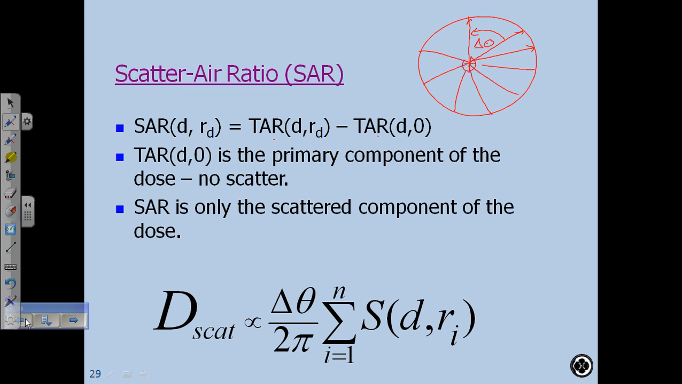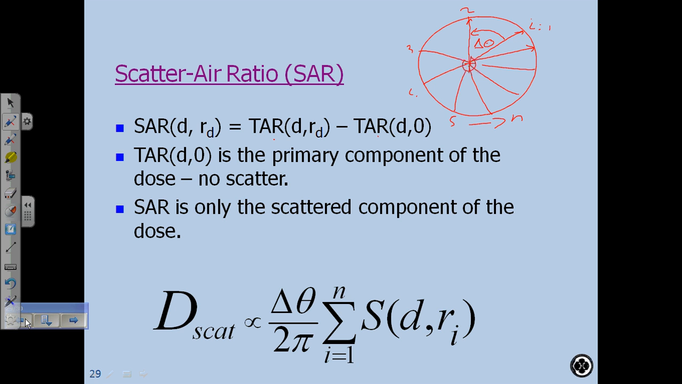Times the scatter component of each of those ray lines, for ray lines going from 1 to n. This could be i equals 1, then 2, 3, 4, 5, all the way to n for all the ray lines. So all this means is that the dose from scatter is the total scatter component as you look at the scatter from every ray line. And why do we have to look at every ray line? If it's a circle, it's the same for each one, so it's simple.